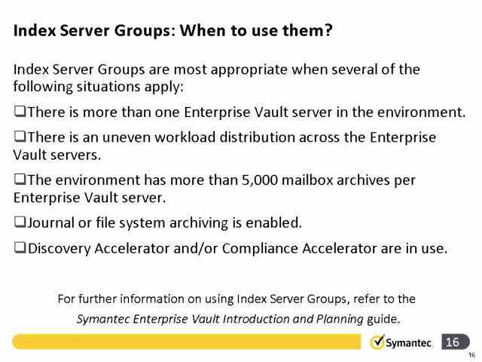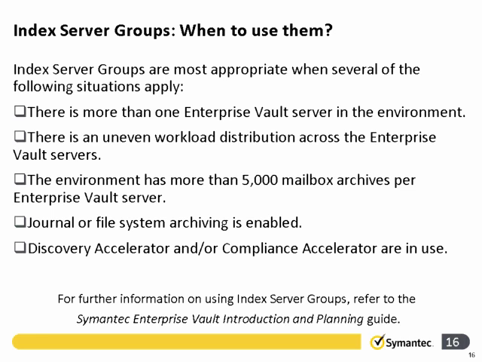If there's an uneven workload across the Enterprise Vault servers in your current environment, maybe you have one Enterprise Vault server that is busy all the time, up to 80 to 100% processor usage, but you have a second Enterprise Vault server that never seems to get above 30 or 40% processor usage, then you may want to consider that as one of the criteria pointing you toward an index server group. If your environment has more than 5,000 mailbox archives per Enterprise Vault server, again, in conjunction with the other options, that may point you toward an index server group.